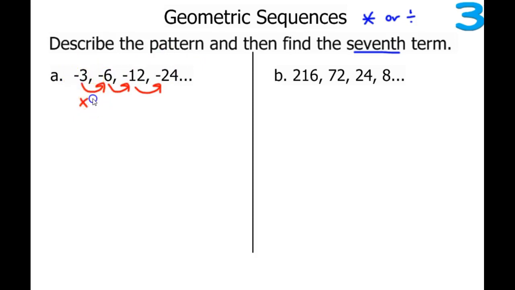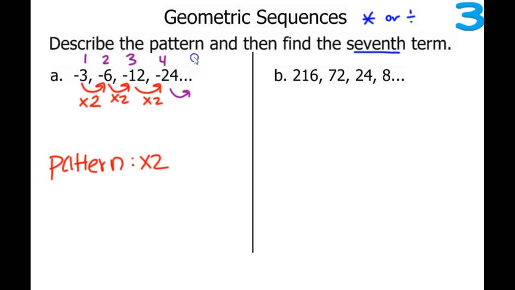Negative 3 times 2 will give me negative 6. Does that work? Negative 6 times 2, yep, that gives me negative 12. 12 times 2 is 24, yep. So our pattern is times 2, multiply by 2. And then we need to find the seventh term. So this is our first term, second term, third term, fourth term. We need to go out to 7.